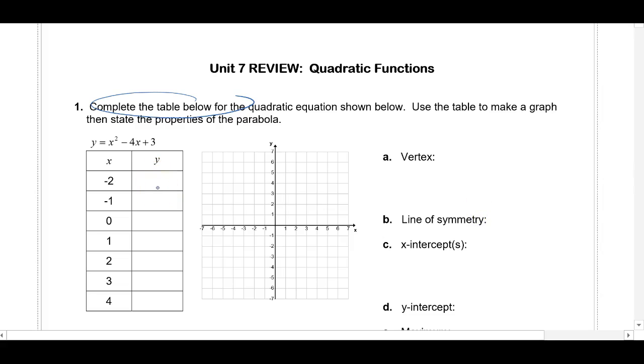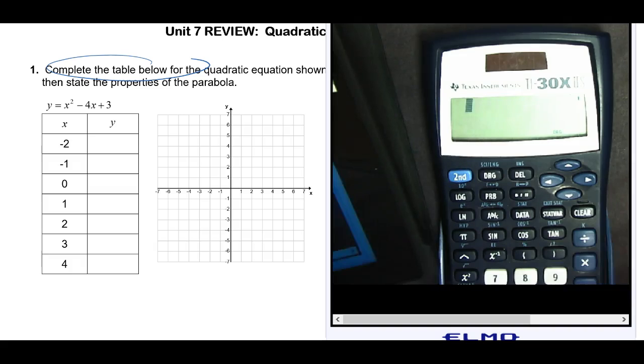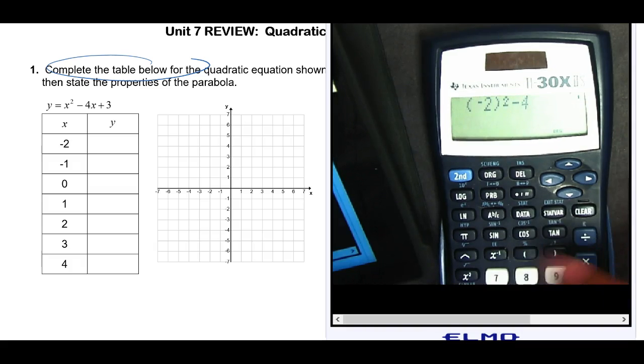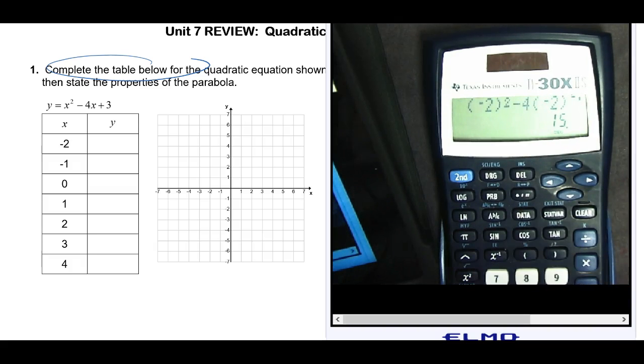Okay, so first things first, let's plug in this -2 into the equation. The way I'm going to do that is I'm going to use my calculator. So let me show you how I'm going to do that. The first thing I got to plug in is -2. So I get -2 squared, and then the equation says -4. So wherever I plug in a number, put parentheses, and then add 3. So -4 times -2 plus 3. There's my first value, 15.